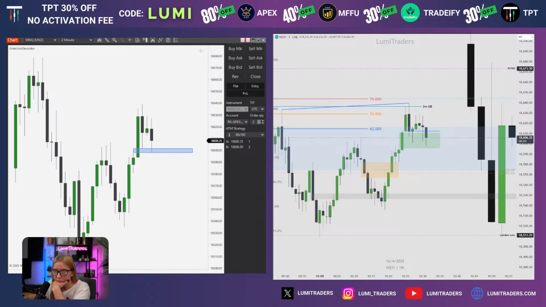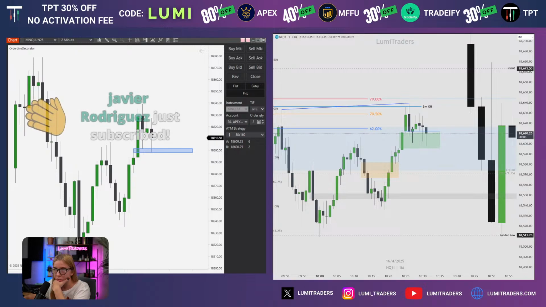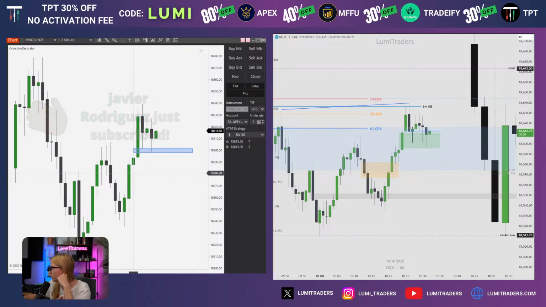Okay, what do we see? We got another SMT between ES and NQ. Trying to respect this fair value gap still.